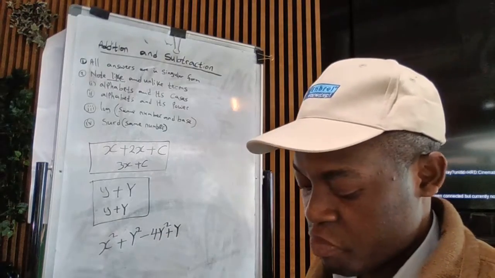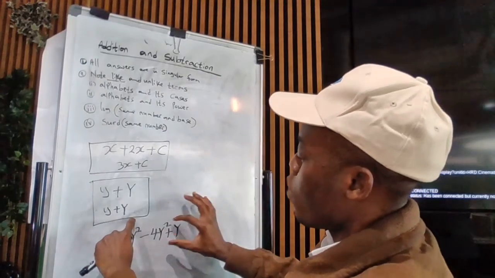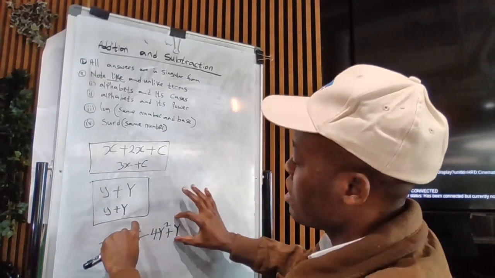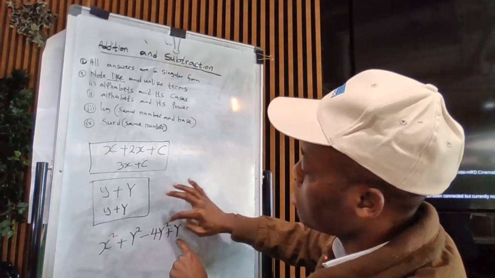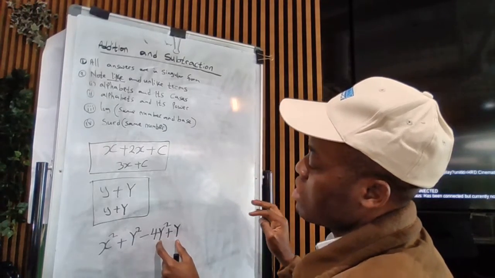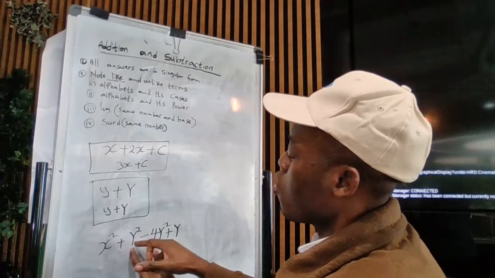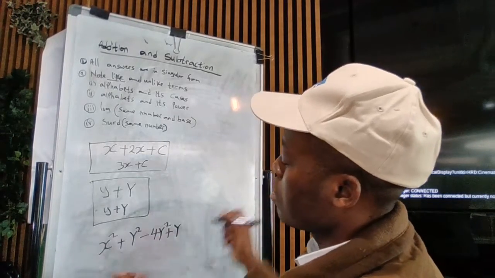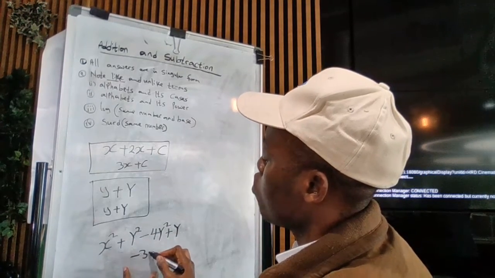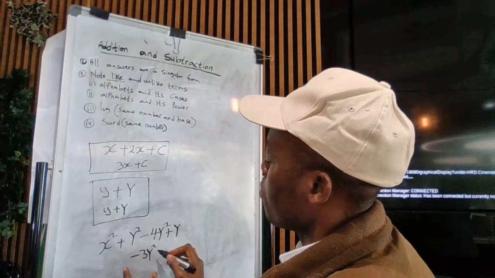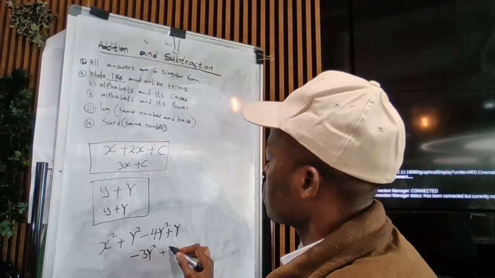Now let me tell you. This y square and y square here, they are like terms. It's different from this y. This y is only having one power. So this y is different. They are not like terms. So the only like terms we have here are this, that is 1 minus 4 y square. This is 1 minus 4, that is, it's going to give us minus 3y square. Minus 3y square. So it remains this plus what? Plus y.